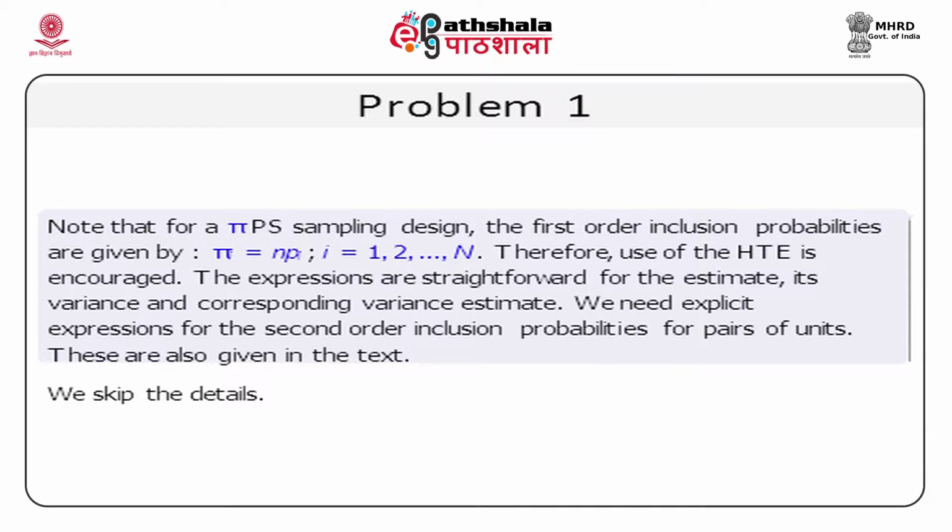For a pi-PS sampling design, the first order inclusion probabilities, the very name pi-PS suggests that pi I is proportional to pi, therefore, pi I is n times pi. The use of the Horvitz-Thompson estimator is encouraged, because you know how the pi I value is coming. All that you need to work out is pi ij, and that is straightforward. The expressions are straightforward for the estimator, variance and corresponding variance estimator. We need explicit expressions for second order inclusion probabilities as well, but these are given in the text. So, there is nothing difficult about the whole exercise here.